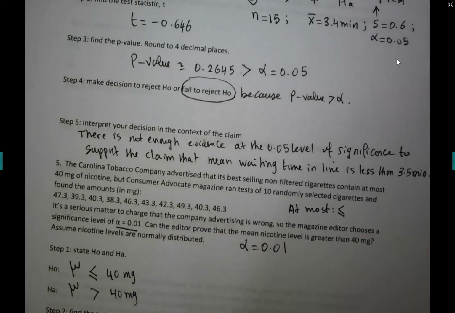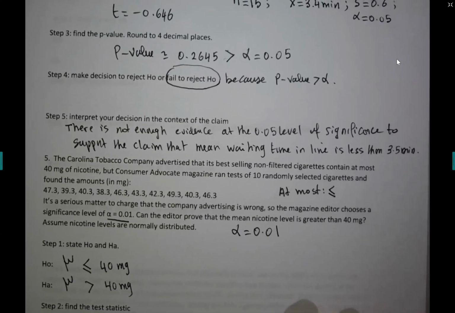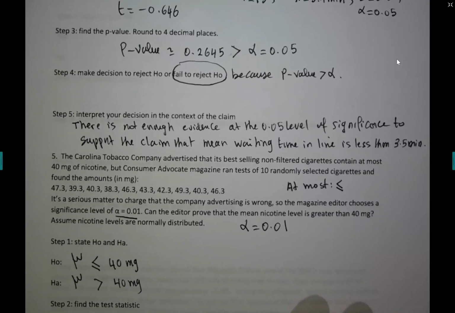Where is the claim, guys, now? It's about the editor making a claim, not the tobacco company. We're trying to answer the editor's question. Can the editor prove that the mean nicotine level is greater than 40 milligrams? Where do you think the claim is, guys? In the HA.